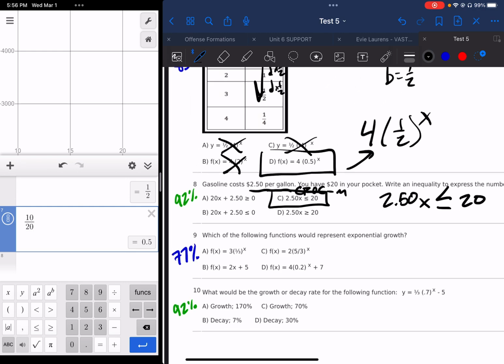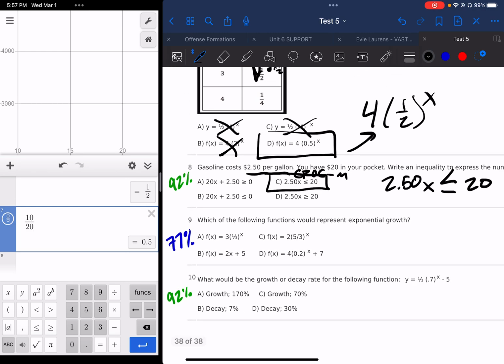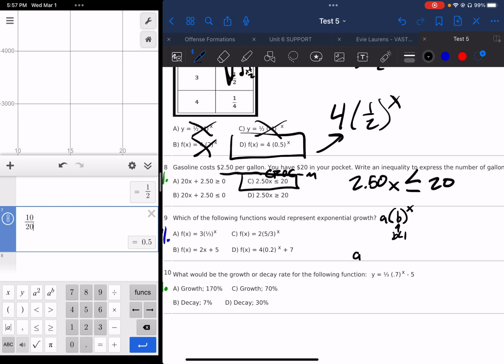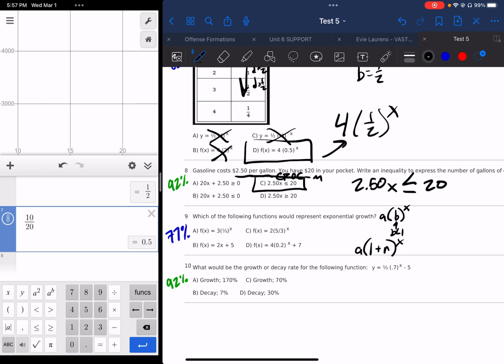Which of the following functions would represent exponential growth? We know that all of our exponential growth formulas should be A times B raised to the x power, where B is greater than 1. It looks like A is your initial value, and we do 1 plus the rate so that it's greater than 1. So all you got to do is make sure that your base is greater than 1. Look, here's the base. It's 1/3. That is decay.